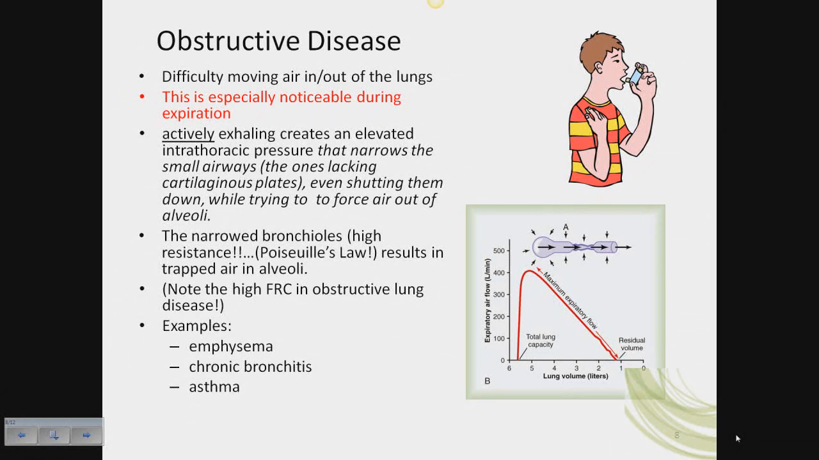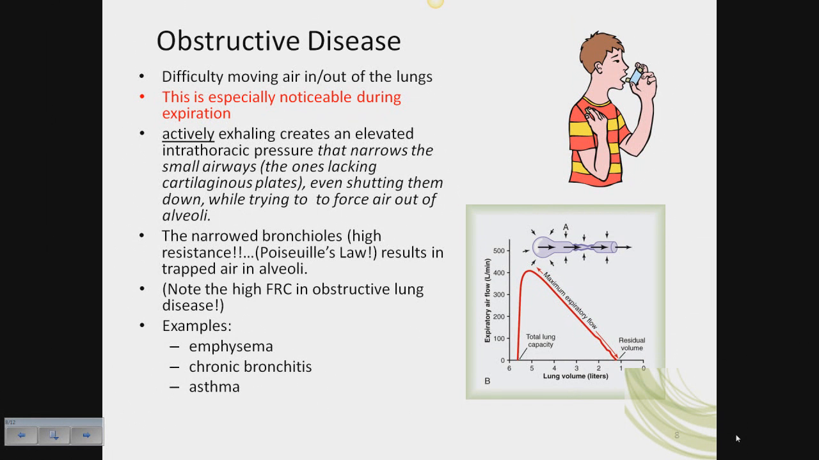So obstructive disorders is an issue with exhalation, like I said. And here's the reason why. If you look at this picture on the bottom right, what you're basically seeing with those purple air passageways with the A pointing downward is that when you are actively exhaling, meaning really using your abdominal muscles to help push air out, there's an elevated intrathoracic pressure.